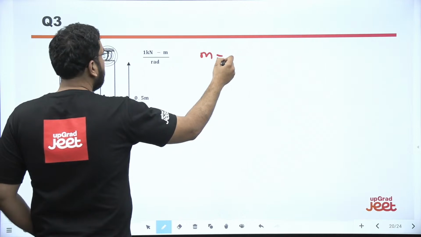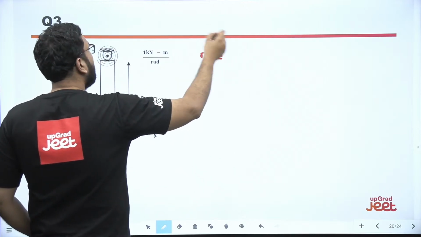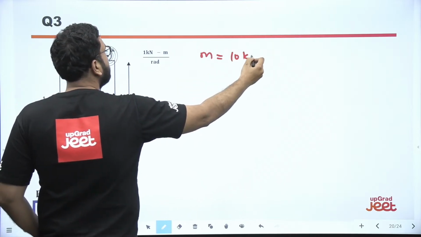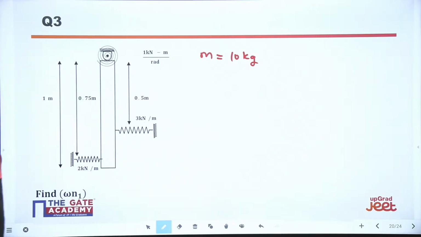So you can consider the mass of this complete rod as 10 kg. All right, no worries, this is the distributed mass. So how can we do it?